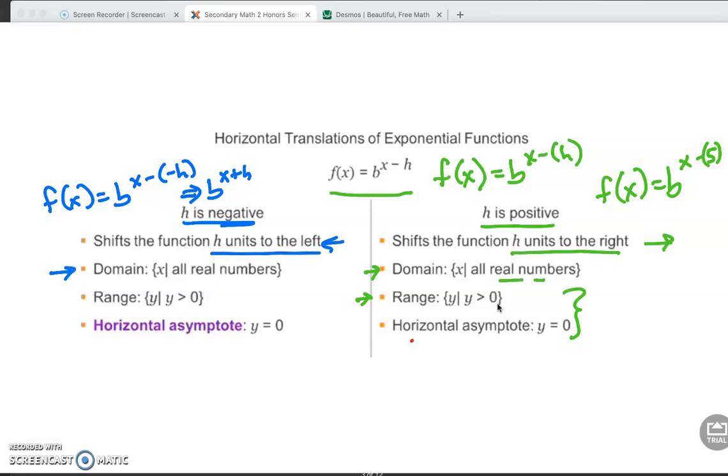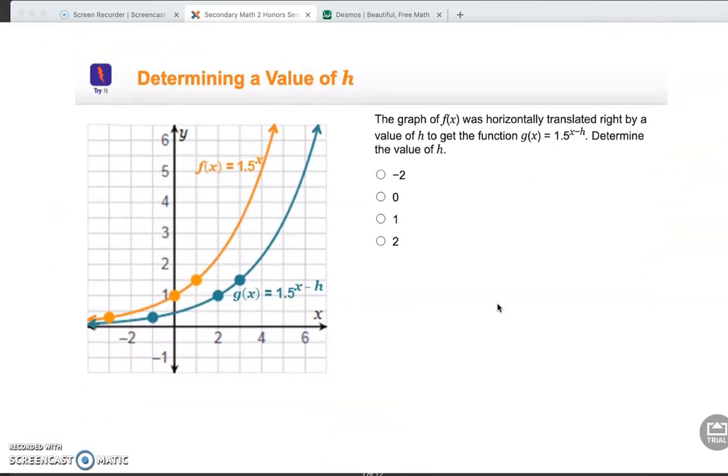Again, our domain is all real numbers, and our range is greater than whatever our horizontal asymptote is. So if our asymptote is y equals 0, then our range is y is greater than 0. So let's take a look at an example here.